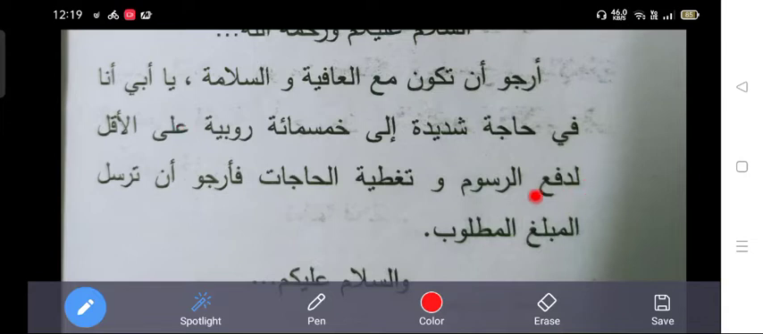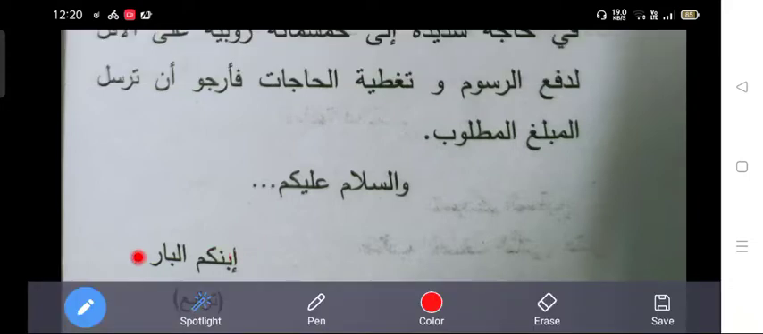For what? Li daf'ir rusum, for payment of fees, and wa taghdiyatil hajat, and for fulfilling other needs. Dusre akhrajat bhi hain. Fa arju an tursil al mablagh al matloob, I request you to send the said amount. Demanded amount means said amount. Main guzarish karta hoon aapse ke 500 rupees matluba rakam bhijayein. Okay.